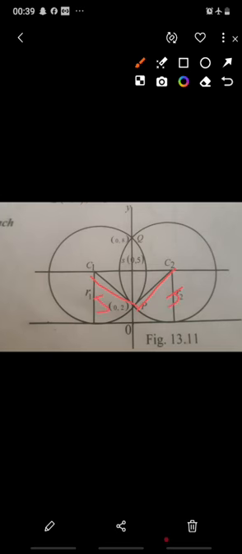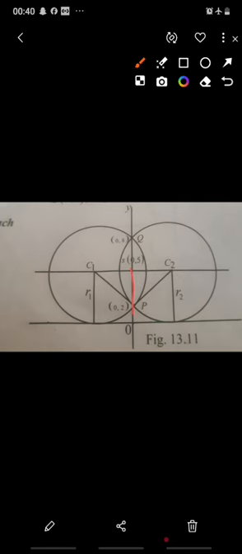So the radii for the two circles is 5. So we have this. Now, the next thing we need to do is to find the length PS, this length.